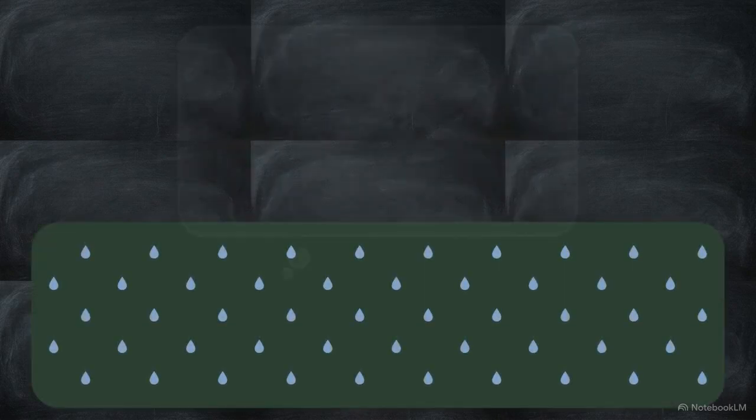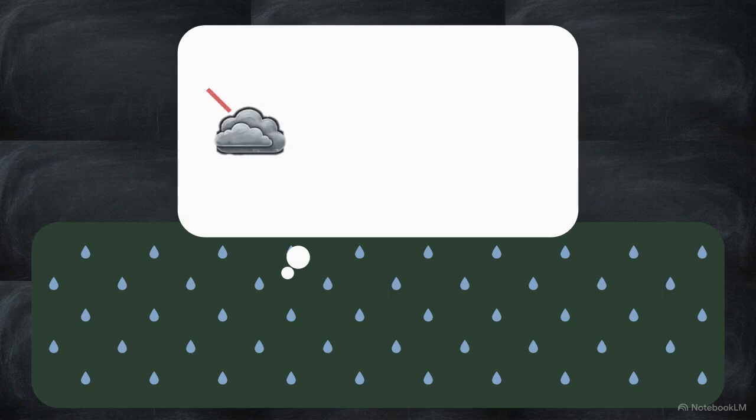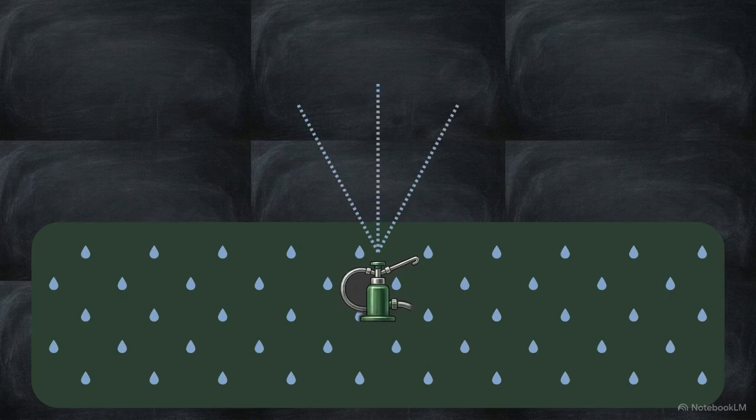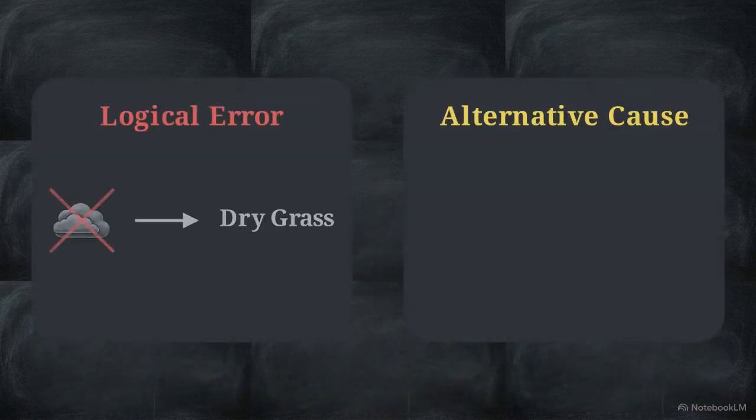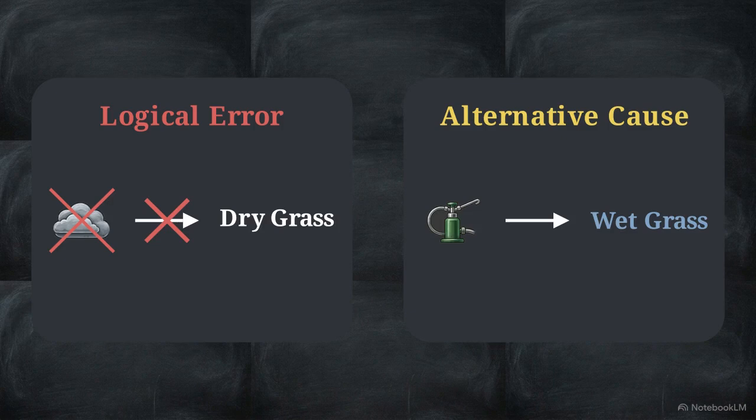Imagine walking outside and noticing the grass is completely soaked. You think to yourself, it didn't rain last night, so the grass can't possibly be wet. But then you look over and see the sprinklers running. You assumed that because one specific cause didn't happen, the effect was impossible.